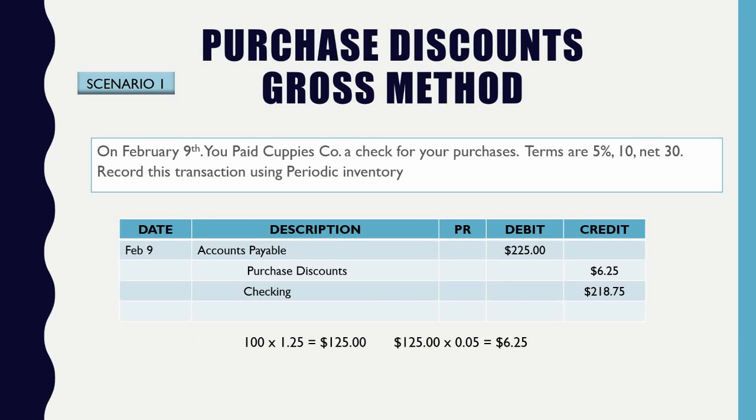Now, usually, the discount due date should be on the invoice itself. Okay. So there you go. All right. You paid only $218.75 because you paid within terms.